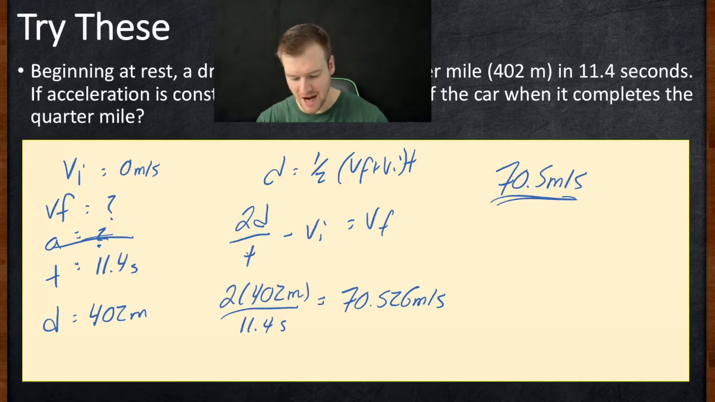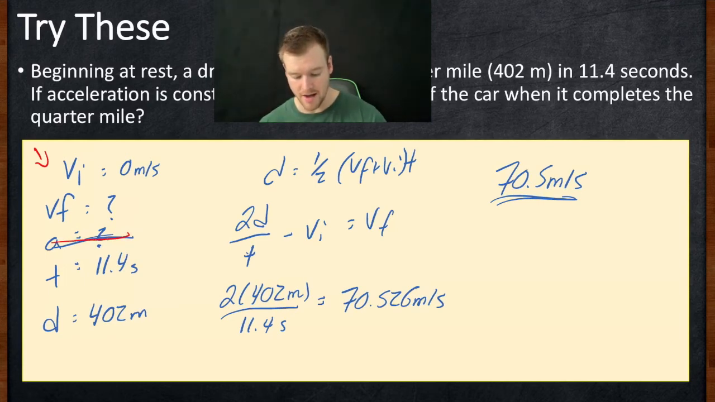Okay, so let's take a look at how you did. First step, you list all the variables: VI, VF, A, T, and D. We know our initial velocity to be 0. We don't know our final velocity. We don't know the acceleration. We know the time is 11.4, and we know the displacement to be 402 meters. So acceleration we don't have and we're not looking for, so that one gets crossed out.